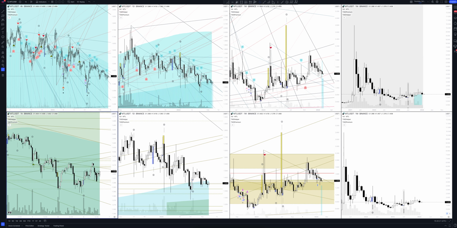Today we will take a look at Metal DAO cryptocurrency. Let's analyze the market situation and find out how you can make money on it. Let's start.